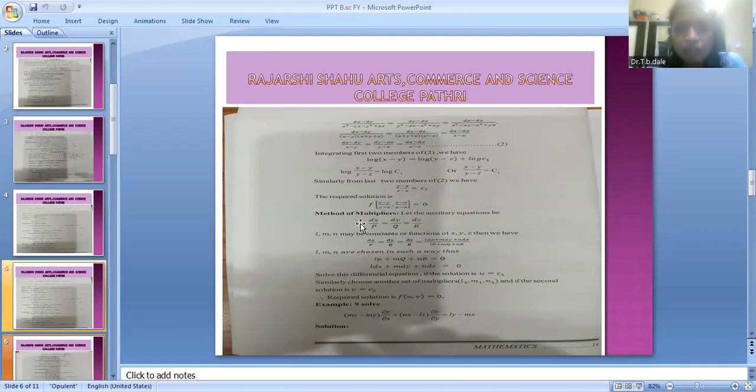Let the auxiliary equation be dx upon p is equal to dy upon q is equal to dz upon r. L, m, n may be constants or functions of x, y, z. Then we have dx upon p, dy upon q, dz upon r is equal to L dx plus m dy plus n dz upon lp plus mq plus nr. L, m, n are chosen in such a way that lp plus mq plus nr is equal to 0. Then L dx plus m dy plus n dz is equal to 0.